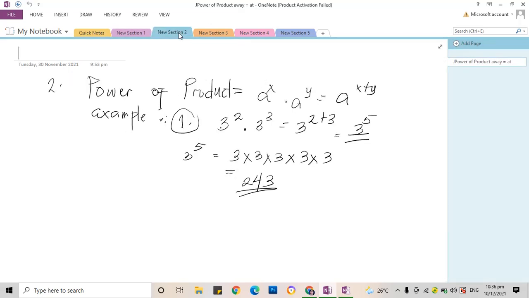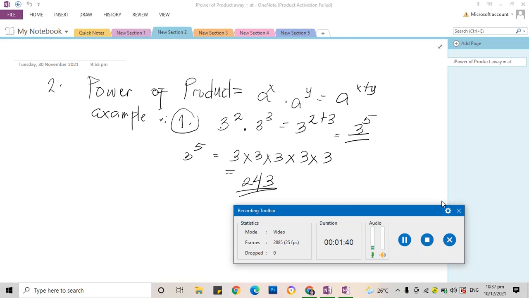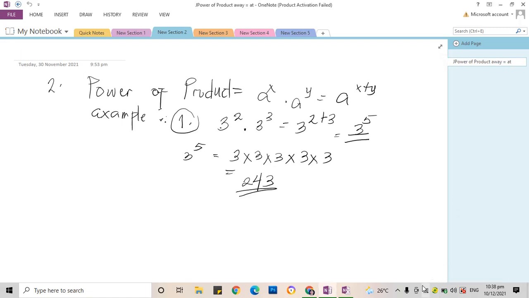The second rule is the product rule. So a^x times a^y is equal to a, then the sum of the exponents, x plus y. For example, 3 squared times 3 cubed is equal to 3, then 2 plus 3. So 3 raised to the power 2 plus 3, which is the exponents, is equal to 3 to the 5th power.